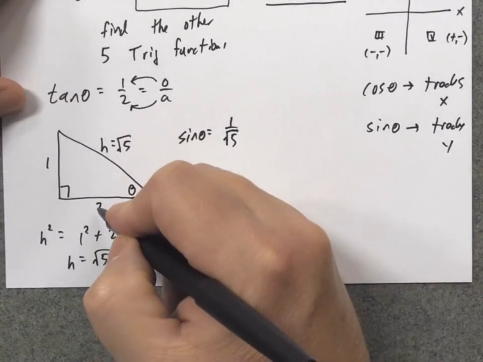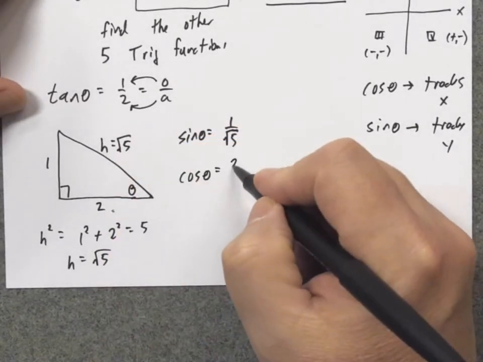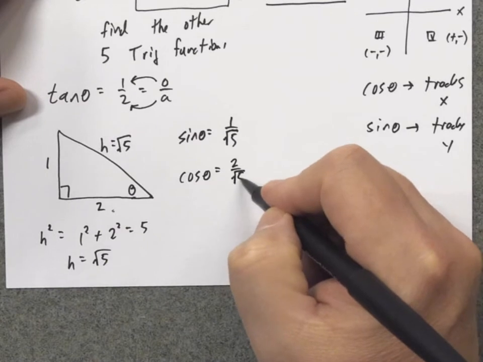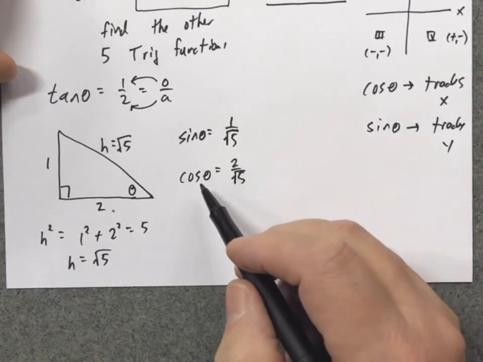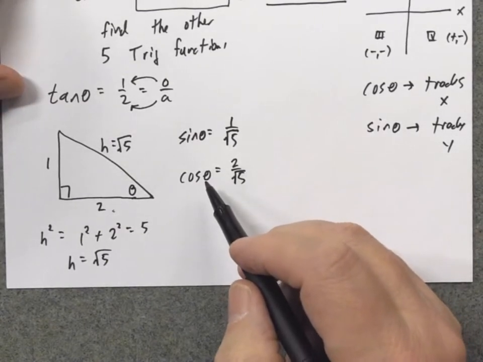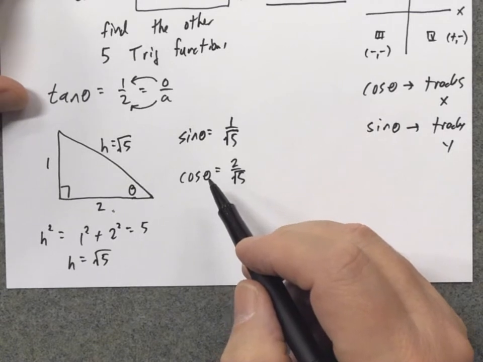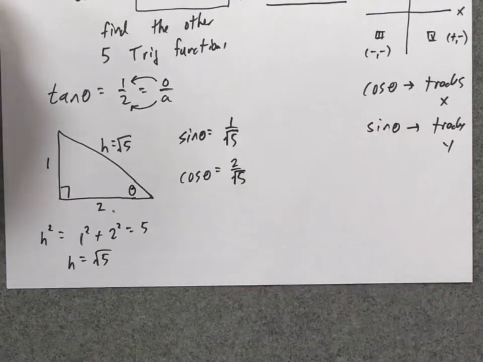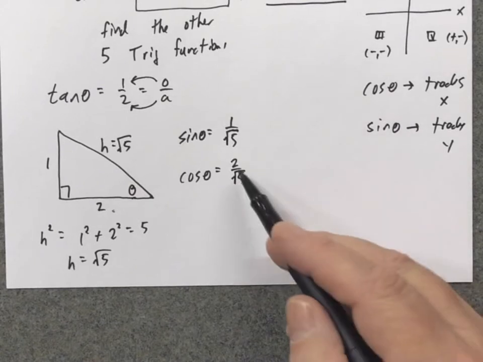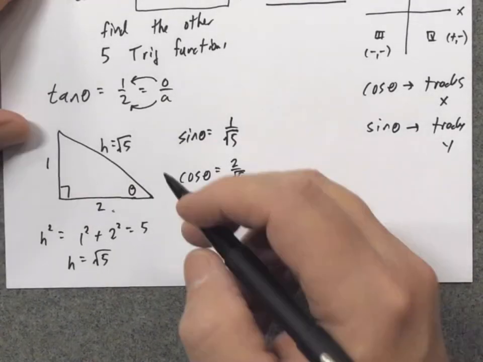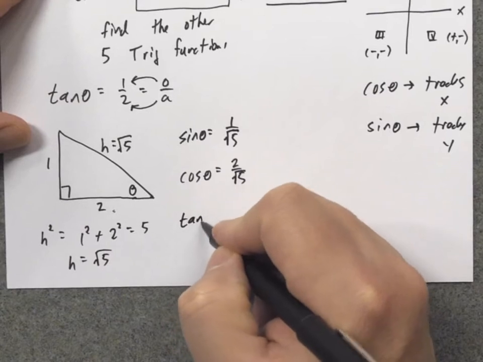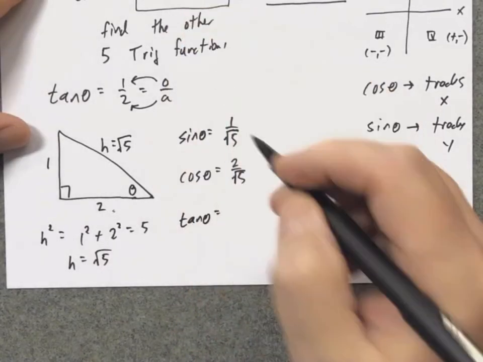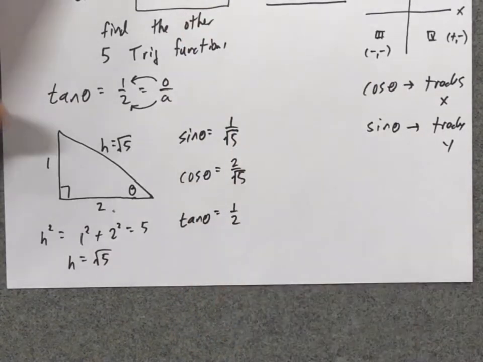Cosine, so-called CAH, adjacent over hypotenuse, 2 over square root of 5. Now in quadrant 1, is the cosine plus or minus? Well, as it turns out, in quadrant 1, the cosine is plus, so therefore the cosine of theta is 2 over square root of 5. Let me write tangent here, although they've already given it to me. I don't need to figure it out.